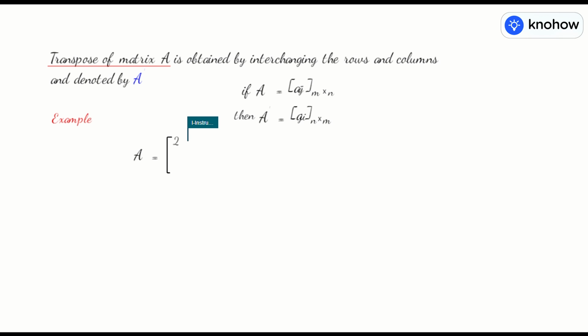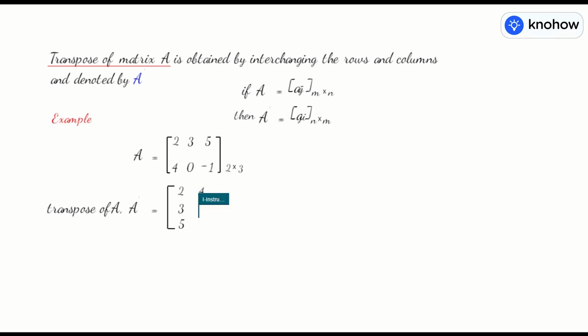Say given is a matrix A, 2, 3, 5, 4, 0, minus 1. What is the order of this matrix? 2 by 3, 2 rows and 3 columns. So what is the transpose of this matrix A? I should write symbol A dash here. A dash equal to, interchange the rows and columns. What are the elements of the first row? 2, 3, 5. So you write this 2, 3, 5 in the first column, and 4, 0, negative 1 in the second column. So that way the transpose of matrix A, that is A dash, is 2, 4, 3, 0, 5, minus 1.